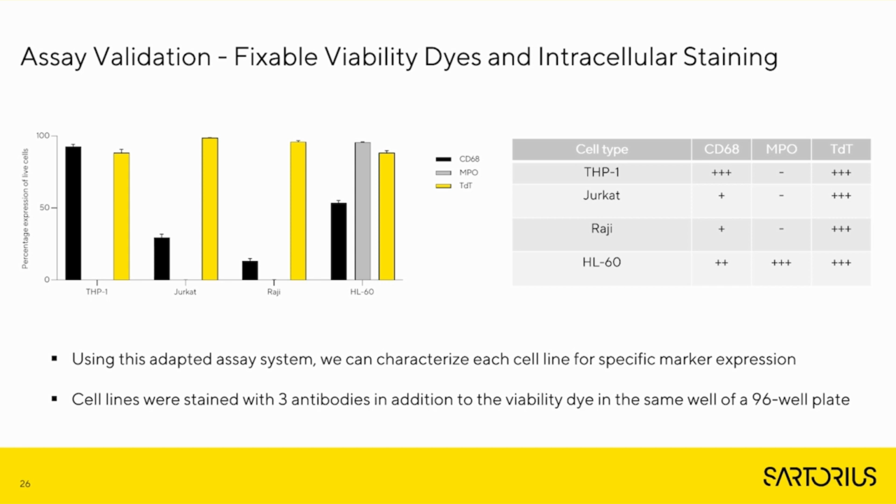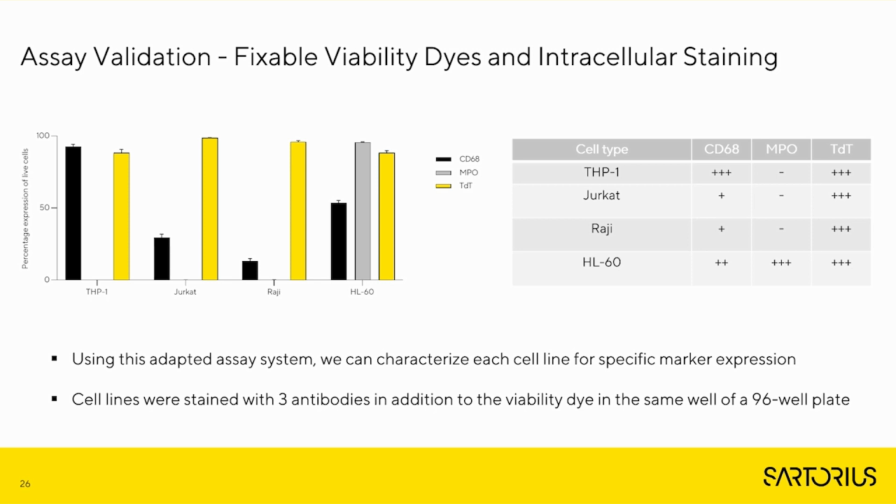So if we look at THP1s, we can see that they're highly expressing in CD68 and TDT, but they have no expression of MPO. It's the same with the Urcats in the case of the TDT. Their CD68 is there, but it's quite low. But there again, there is no MPO expression. Raji cells have a similar profile to Urcats, but they have even lower CD68.